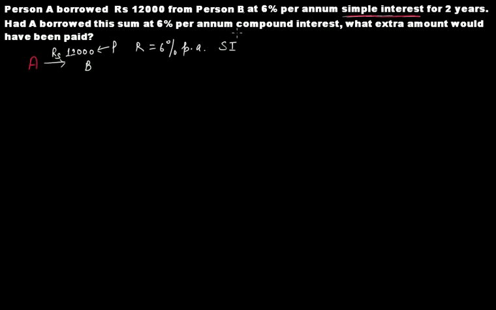Now here it is a hypothetical situation. Had A borrowed this sum, that is 12,000 at 6% per annum, compound interest, now it's talking about compound interest, what extra amount would have been paid? So let's calculate. So we know that if P is the principal, that is 12,000, and rate is 6% per annum, simple interest for 2 years.